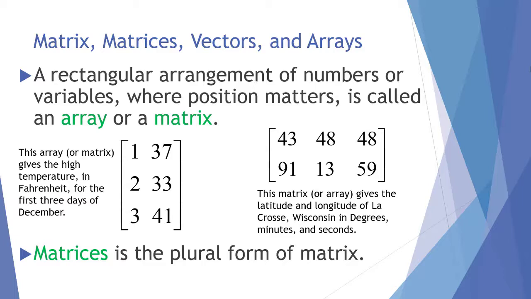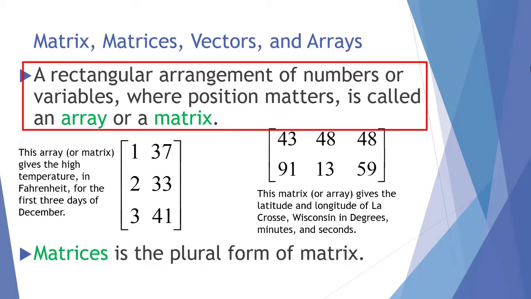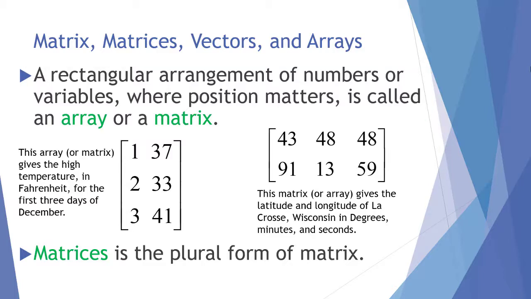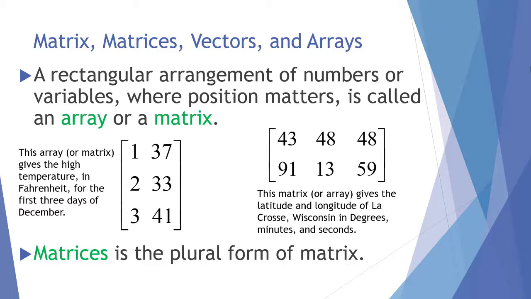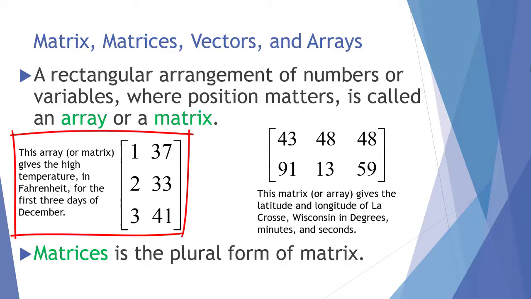First of all, some terminology. Any rectangular array of numbers or grouping of numbers is called a matrix, and those two names are pretty much synonymous. An array or a matrix mean really the same thing. Matrices is simply the plural of matrix. So one matrix is a matrix, several of them make up matrices. This matrix on the left is a real simple matrix. It just gives the high temperature in Fahrenheit for the first 3 days of December. On December 1st it was 37 degrees, on December 2nd it was 33 degrees, and on December 3rd it was 41 degrees.